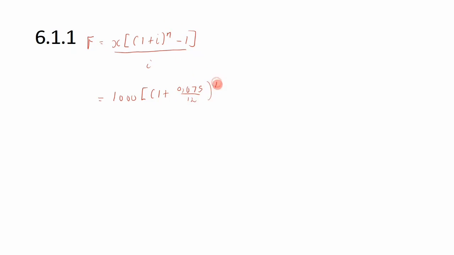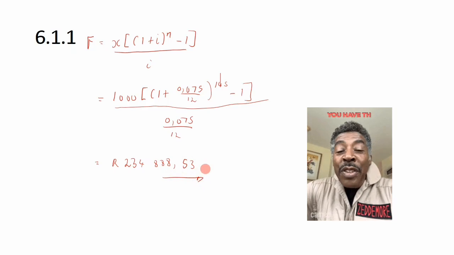So now, tackling 6.1.1, we have our monthly deposits of 1,000 here. So substitute 1,000. And then we have 1 plus the interest rate, which is 7.5, so we write it as 0.075 over 12 compounded monthly. But then how many months do we have? It's 145 months. Then that minus 1 over 0.075 over 12. So if you punch all this in your calculator, you have 234,888.53, right? So that's your solution.